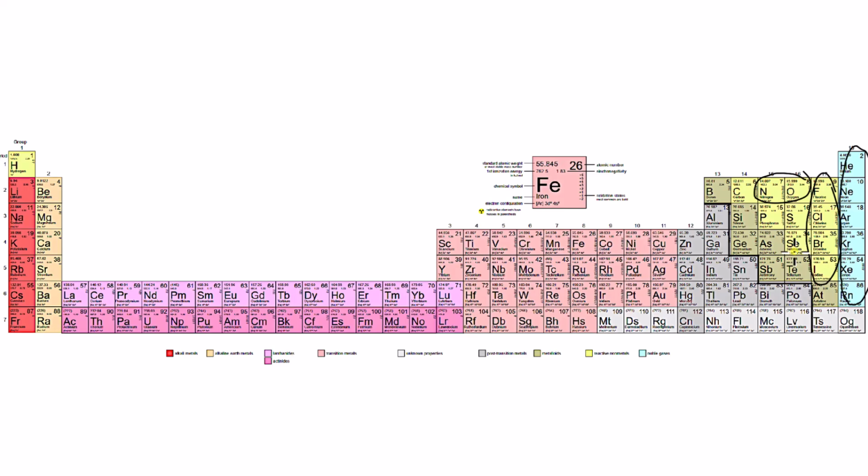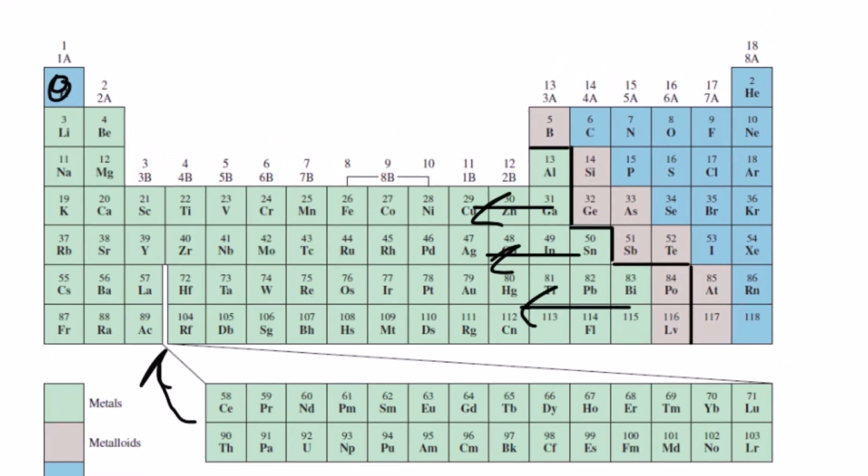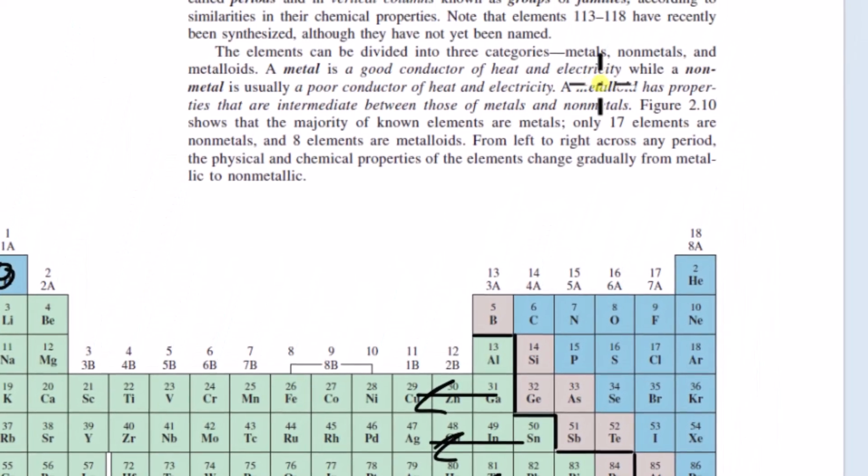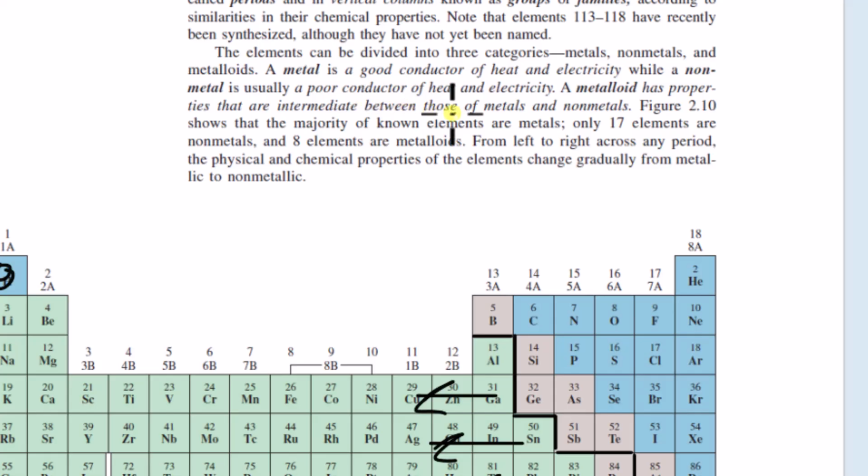Now when we think about how most of the non-metals are gases at room temperature and pressure, but most of the metals are solids, that indicates that in general, non-metals are going to have lower melting and boiling points than metals. So a metal is a good conductor of heat and electricity, while a non-metal is a poor conductor of heat and electricity. A metalloid has properties that are intermediate between those of metals and non-metals.